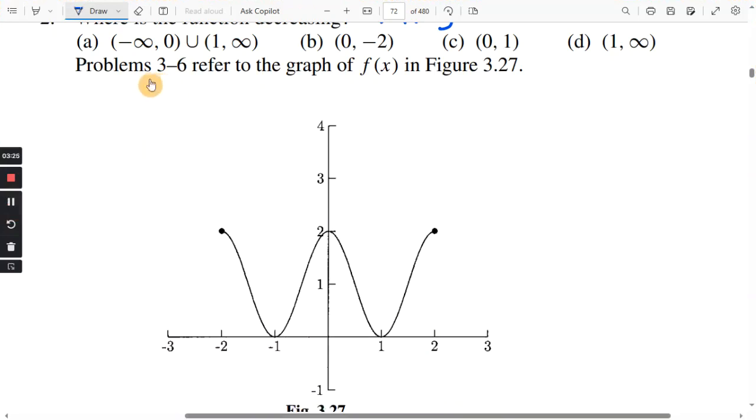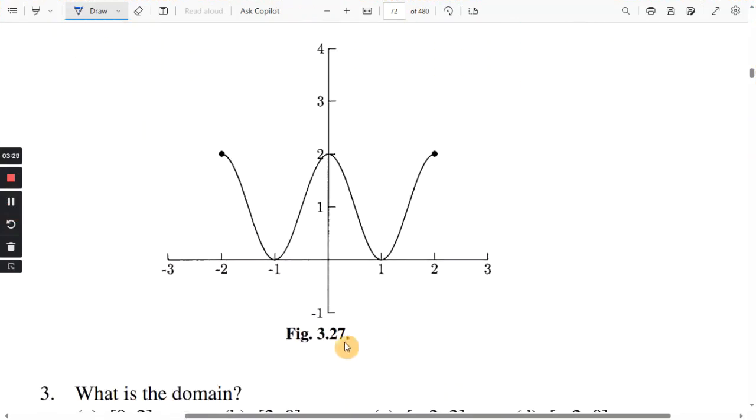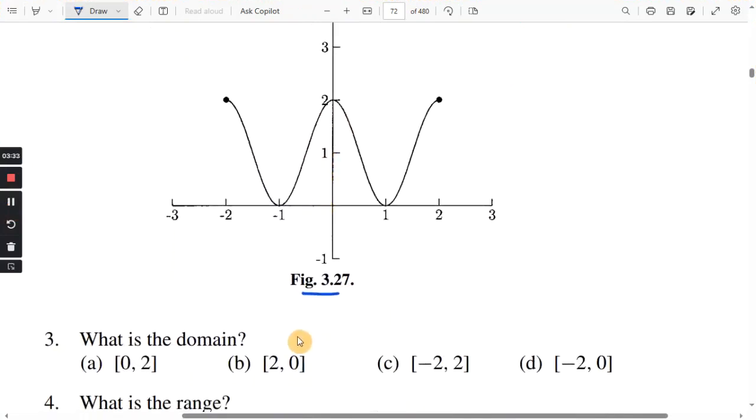All right, for problems 3 through 6, we look at Figure 327. So that's right here. Number 3, what is the domain? That's pretty simple. The domain is the x values.